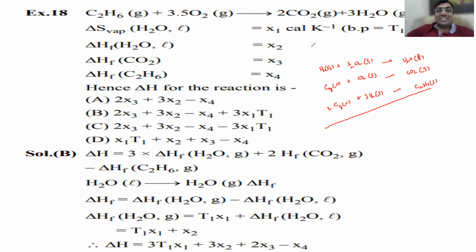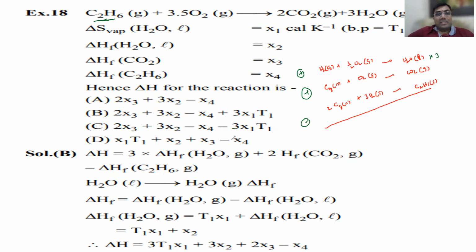Now what is required? Let us see. C2H6 is on which side? Left side. Here, which side is it? Right side. So this is minus. Agreed. Now CO2 is on which side? Right side. Here also right side. So this is plus. Water is on which side? Right side. Here also right side. But 3 times, so plus 3 times. CO2, 2 times. Clear or not?